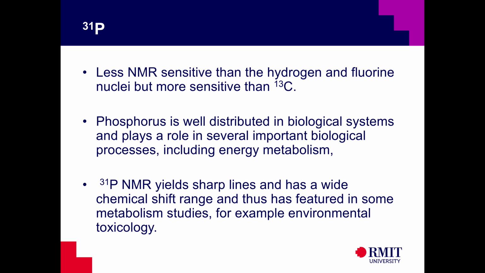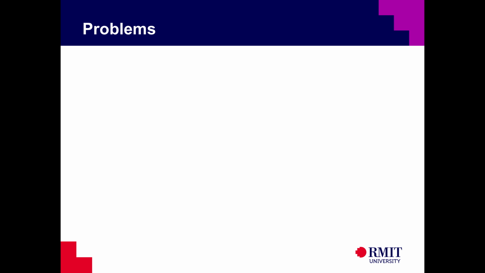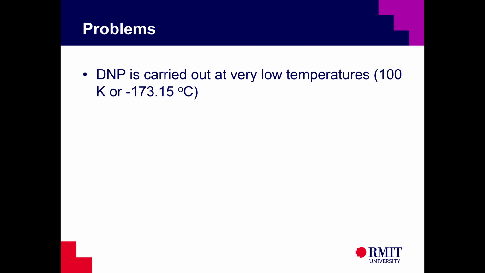But you will find phosphorus has been in a few studies in environmental toxicology, for example. There are a few problems with DNP-based metabolomics. Obviously, it sounds great, but there's always things that can go wrong. Or not go wrong, but make it more difficult than it might be.